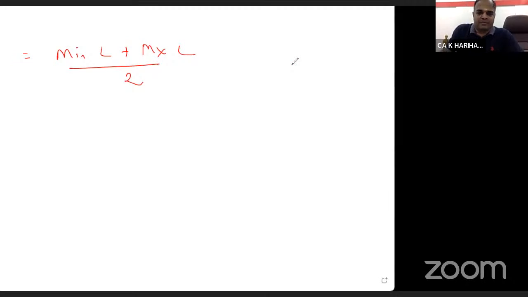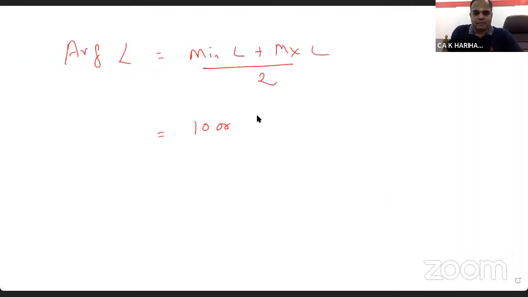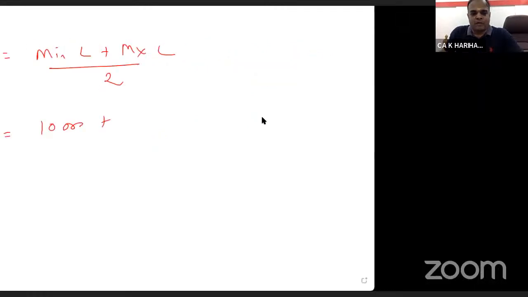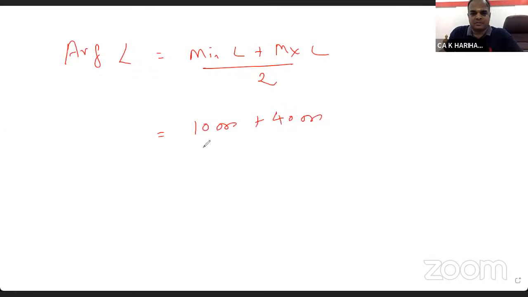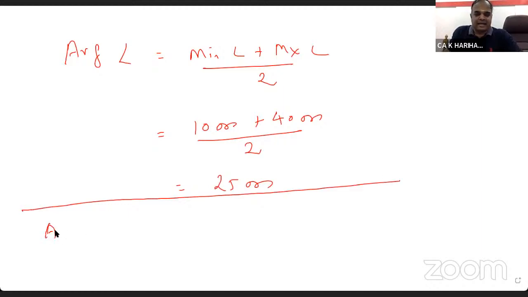First, minimum level available in this question is 10,000. Maximum level is also available. How much? 40,000, divided by 2 is equal to average level. So what would be the average level? 25,000 is the average level. Right? Now, what is the alternative formula for average level? Average level is equal to minimum level plus half of the reordering quantity, because based on the available info, this is what we can derive. The requirement of the question is reordering quantity.